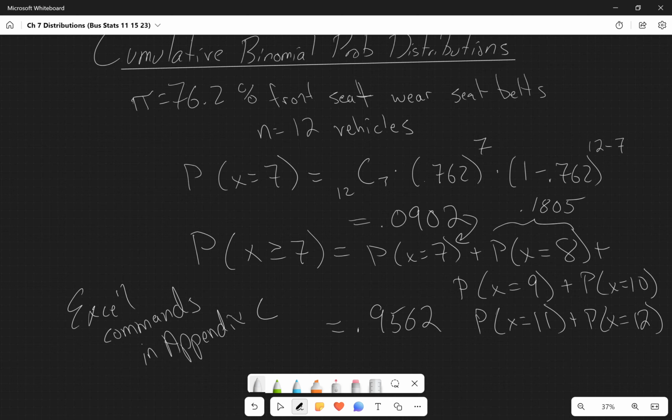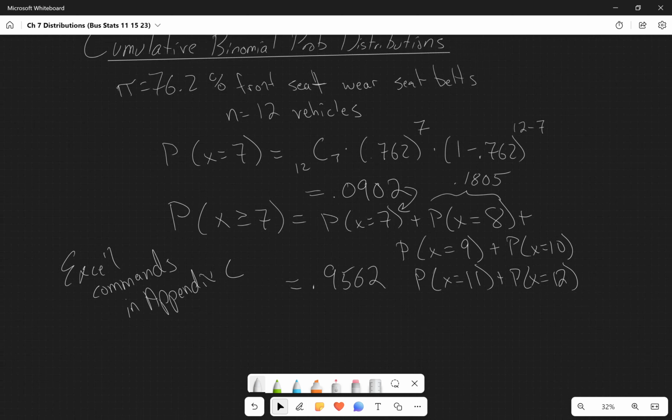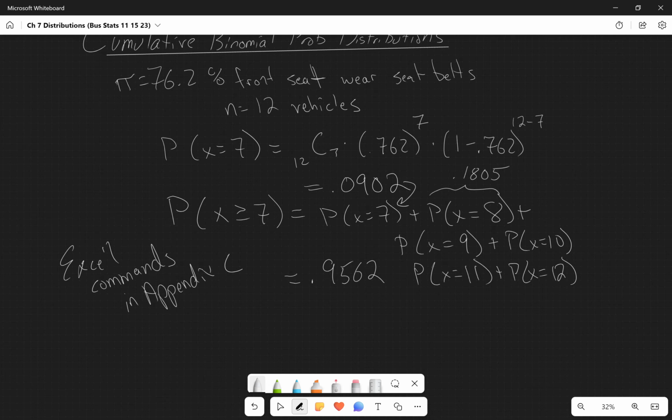So the other part of this that I want to mention real quick, because it's important for the Kahoot, is let's say we figured out that the probability that x is greater than or equal to 7 is this, right? What if I then flipped around and asked you what the probability of x being less than 6 is? You're just going to hit x equals 5, x equals 4. I could do that, but how could I do it faster?